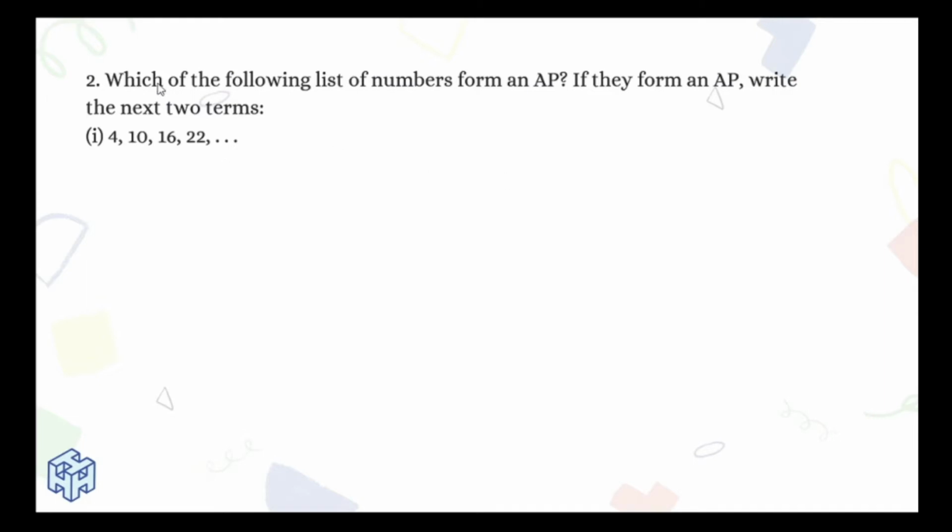Similarly, let us solve the second question. The heading is: which of the following lists of numbers form an AP? Here they are asking whether the sequence forms an AP or not. If they form an AP, we must write the next two terms. If they don't form an AP, just simply write that it doesn't form an AP. It is a good practice to first write in the solution what they have given in the question. So our first sequence is 4, 10, 16 and 22.